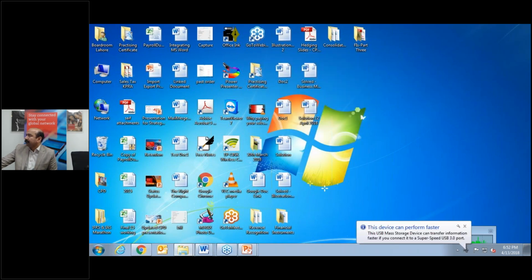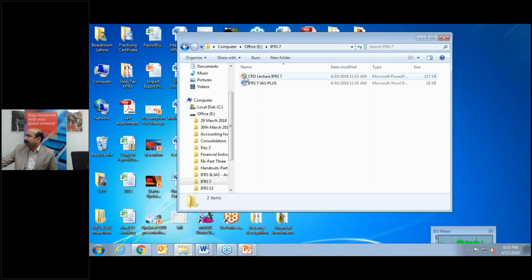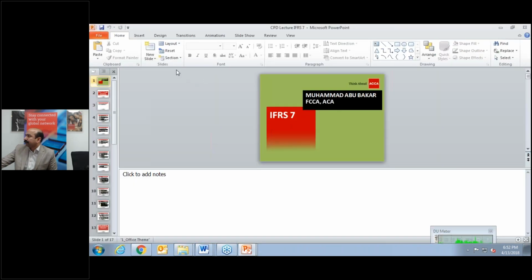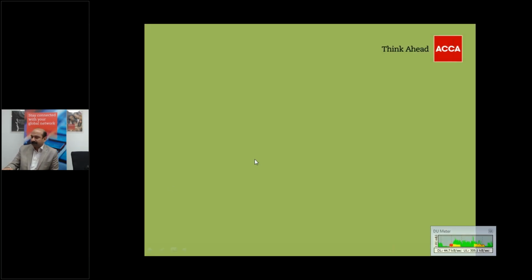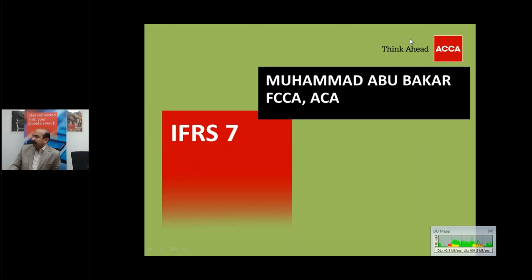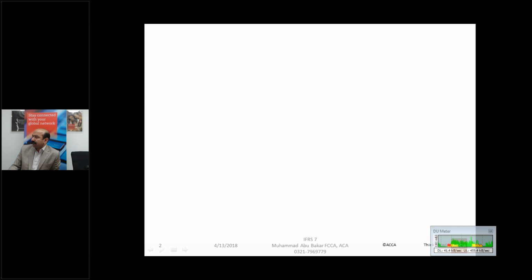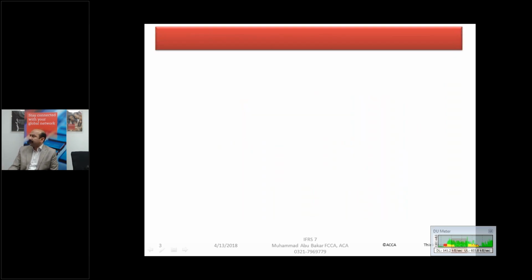Okay, International Financial Reporting Standard 7. This is a very straightforward standard, in fact. So that's why even a few minutes are enough. This is basically a list of disclosures required for financial instruments.